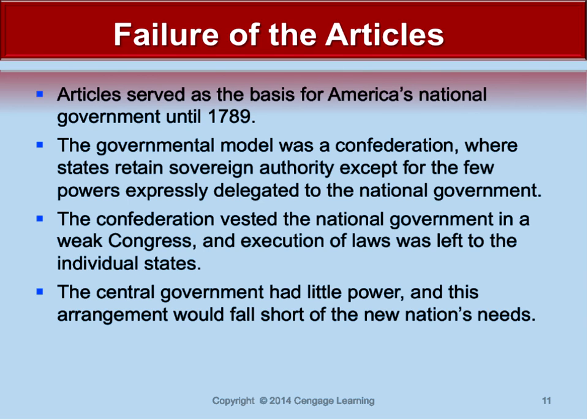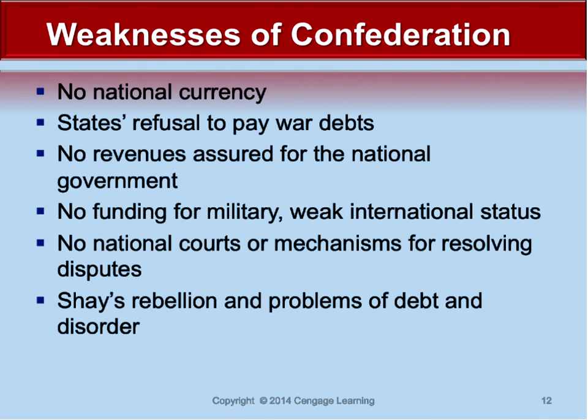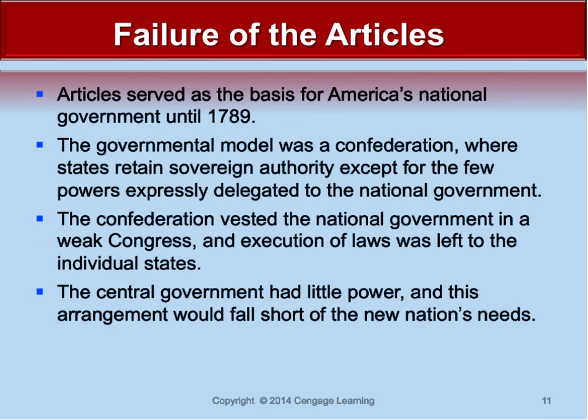So while the initial model of the Articles was a confederation, where the states had most of the power and where the national government was very weak and the execution of the laws was left to the states, the framers of our Constitution, which is our Constitution today, plus amendments, were trying to do something very different.